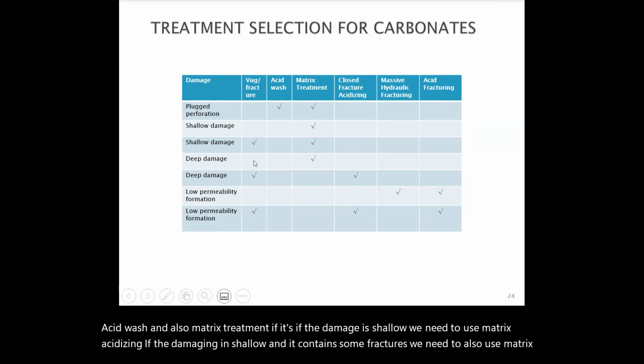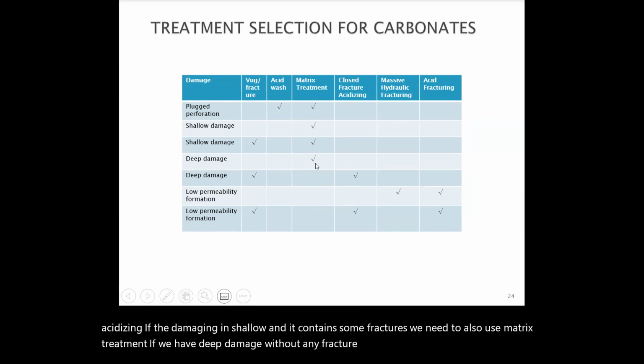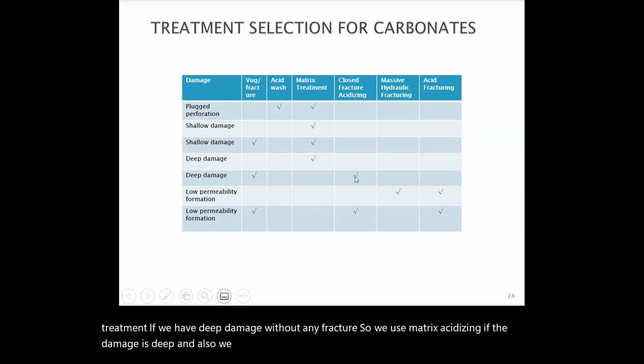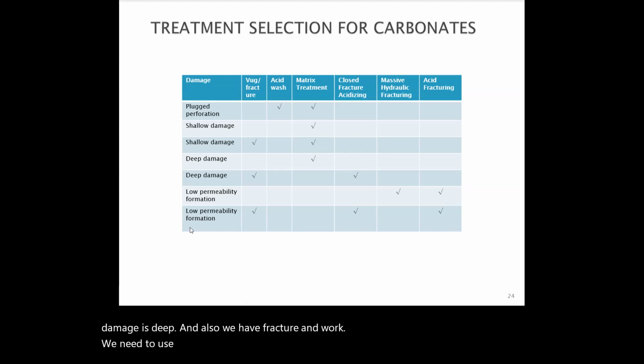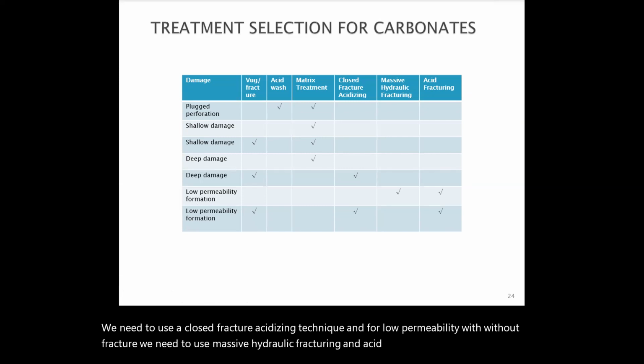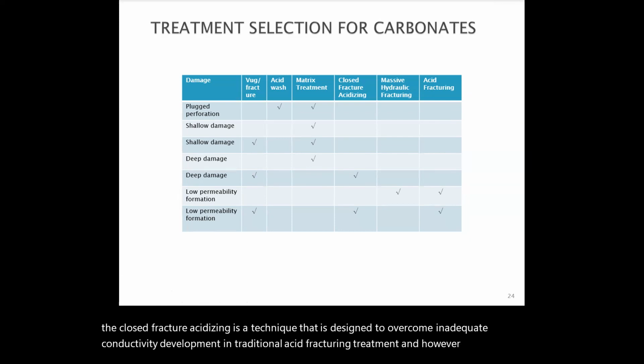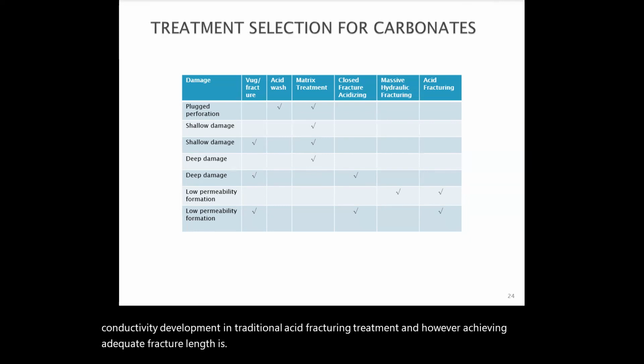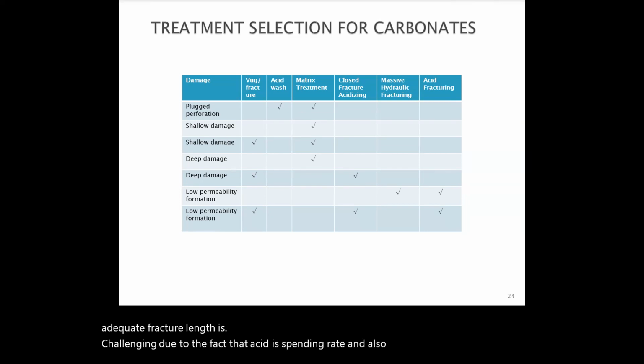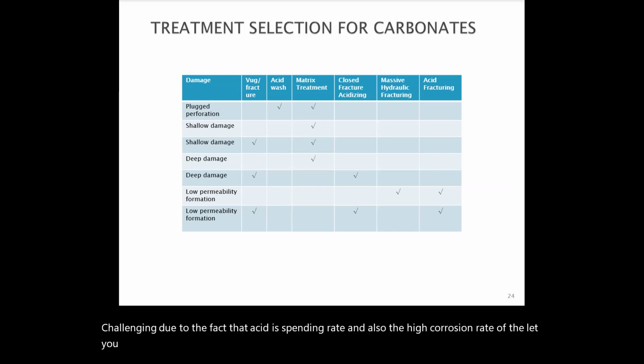If we have deep damage without any fracture, we use matrix acidizing. If the damage is deep and we also have fractures and wormholes, we need to use the closed fracture acidizing technique. And for low permeability without fracture, we need to use massive hydraulic fracturing and acid fracturing. For your information, closed fracture acidizing is a technique designed to overcome inadequate conductivity development in traditional acid fracturing treatment. However, achieving adequate fracture lengths is challenging due to the acid spending rate and also the high corrosion rate of the well tubulars, specifically at high temperature.